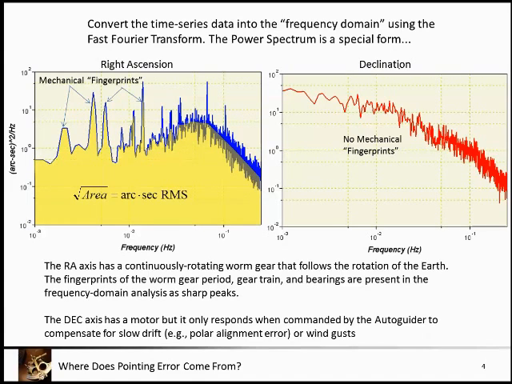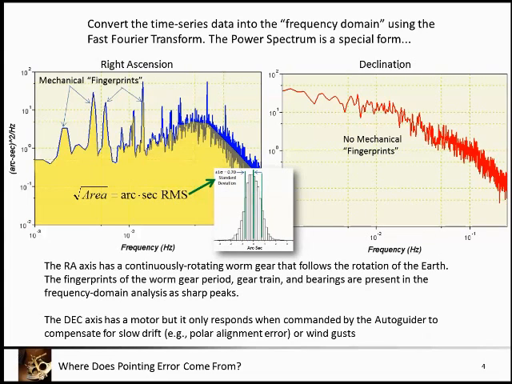Now, I mentioned the connection back to the time domain and why we're using the power spectrum. Well, the area under the curve of the power spectrum, the square root of the area, is the arcsecond RMS number, the same number, the standard deviation, that we could compute from the time domain. So if I calculate a standard deviation, say using Excel or some other simple calculation program, I can come up with a standard deviation and an RMS, which is the RMS number that we're talking about, and that's the same number as the square root of the area under the power spectrum.